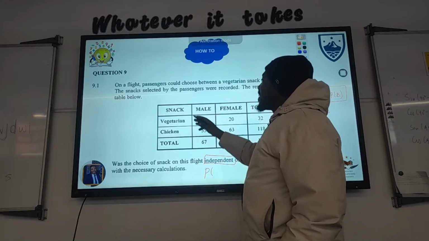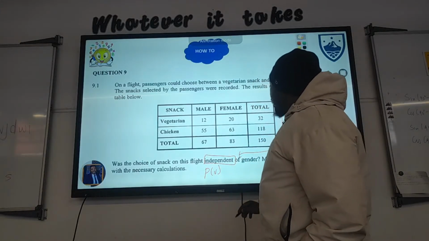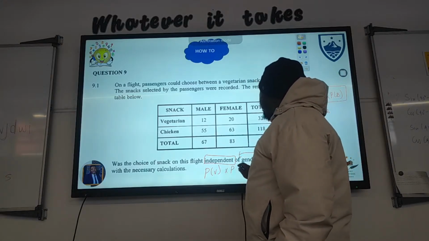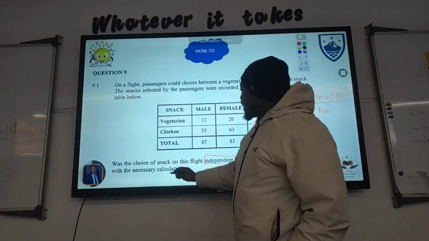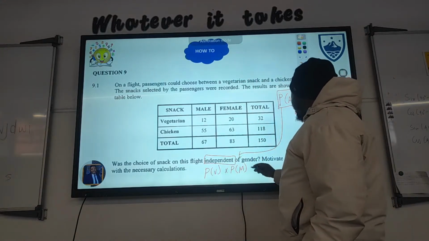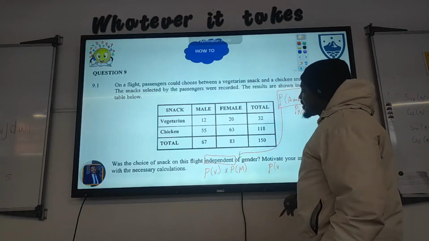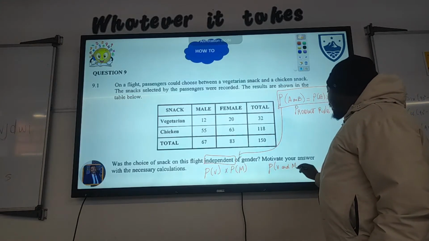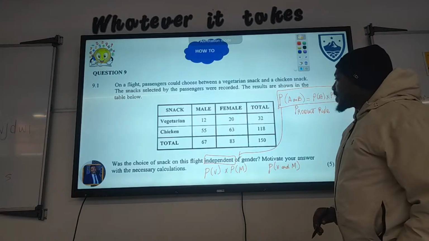Maybe we can pick any of the snacks. Let's say we pick vegetarian, and then pick any gender. Maybe we pick the probability of a male, because we are comparing a snack and a male. So we need to test if this will be equal to the probability of a vegetarian and a male. If they are equal, then we can say the two events are independent of each other.